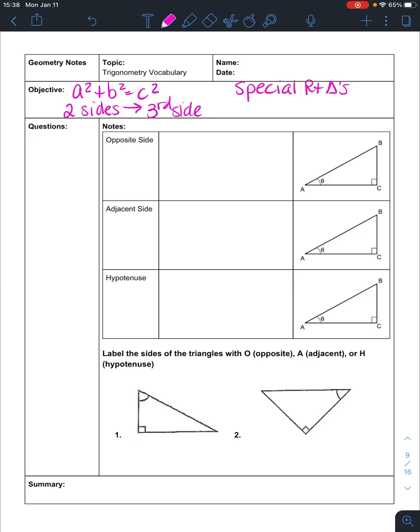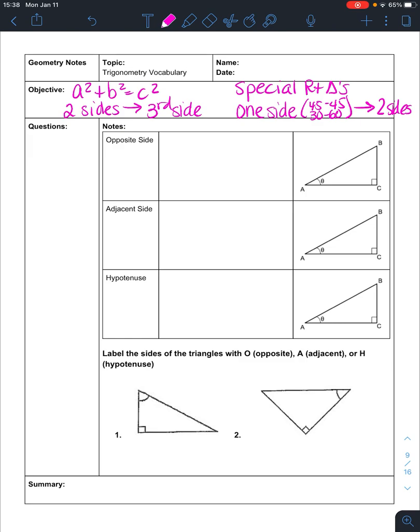And what that enabled us to do is we could have one side and then we could know the angles, right? We could know either 45, 45, 90, or we could know 30, 60, 90. And then we would be able to find two sides. So we could do that knowing one side, but we had to know something about the angles.